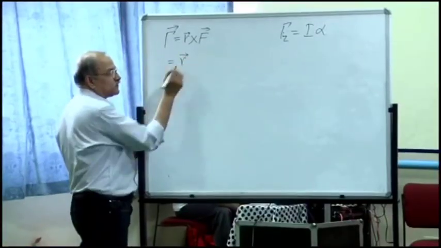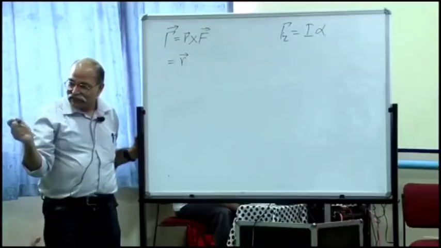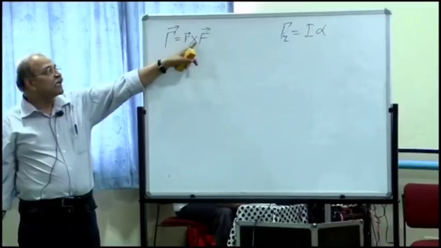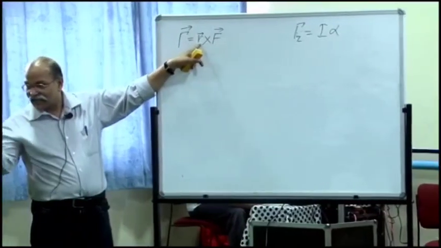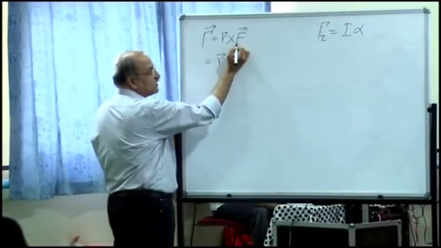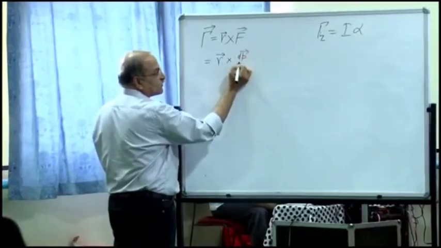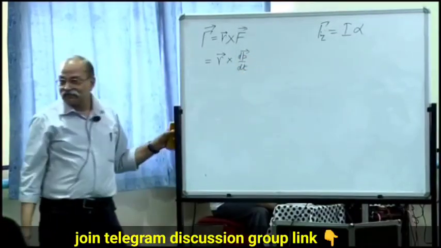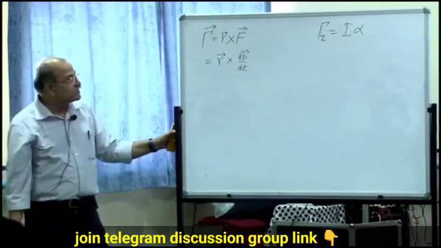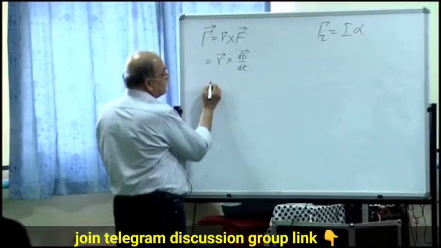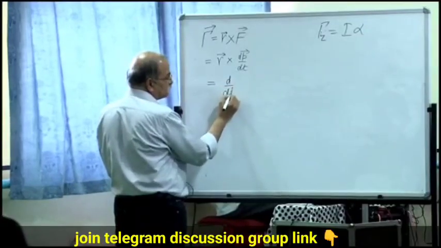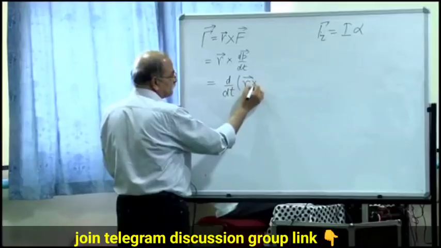Let us just look at one particle of the rigid body. On that particle there will be some force, internal force, external force, and for that particle there will be some position vector r. So r cross F, and for that particle F is dp/dt, right? Correct? Force for a particle is just dp/dt, and you can write this as d/dt of r cross p. Can I write that?